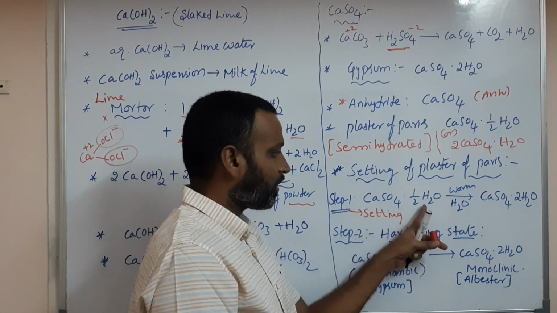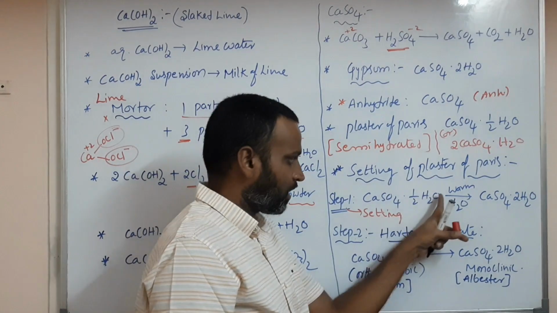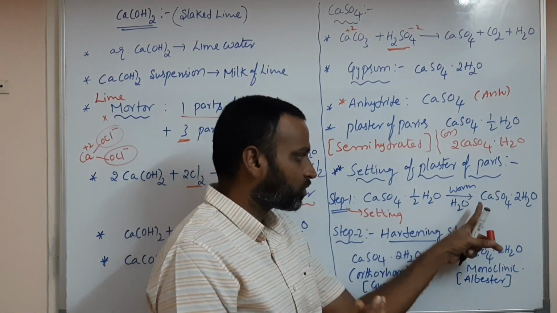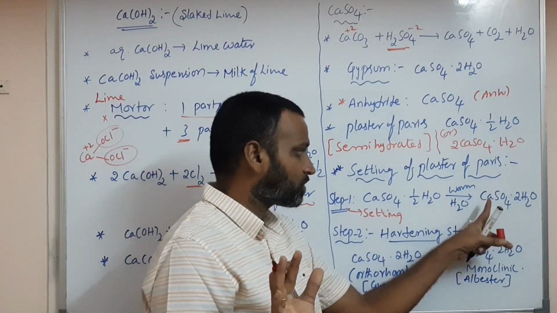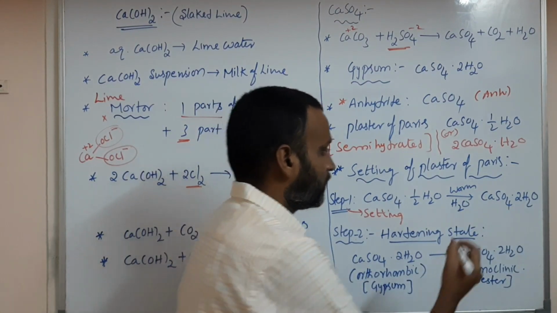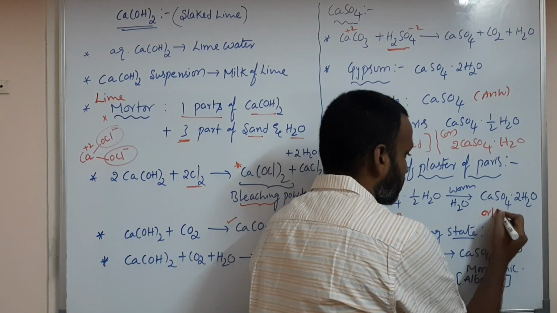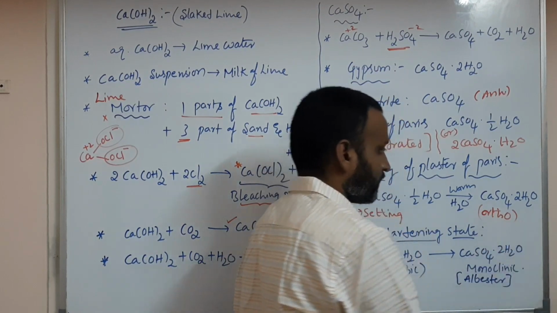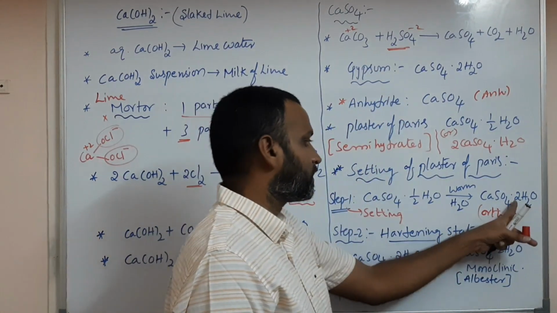Calcium sulfate half H2O, this is plaster of Paris. When you heat it with water slowly, just warm it, calcium sulfate 2H2O will form. This is actually orthorhombic, which is called gypsum.